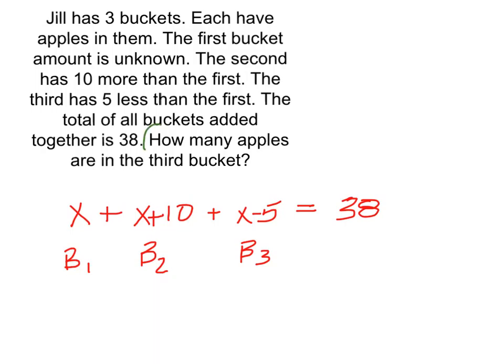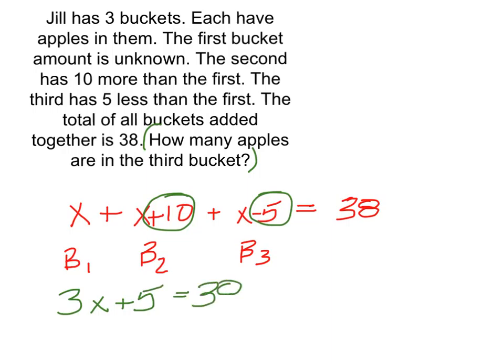The question specifically asks, how many apples are in the third bucket? But we have to go through and solve this. How many X's do we have in the problem? 3. So we'll have 3X. And then what else is left over on the left-hand side of that equation? We have a plus 10 and a minus 5. What happens when we combine those together? What's 10 minus 5? 5. So we have positive 5 left over, so we add 5. Now we have 38.